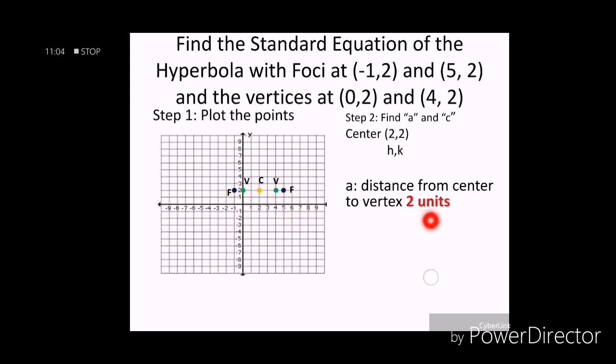Ang c naman natin ay ang distance from the center to the focus. So technically, mas malaki dapat ang value ng ating c kay a. So center going to the focus is 3 units. Therefore, the value of our c is 3 units. Again, mas malaki yung value ng ating c kay a, since mas malayo sa center yung ating focus kaysa kay vertex. So, that is our step number 2, finding a and c.